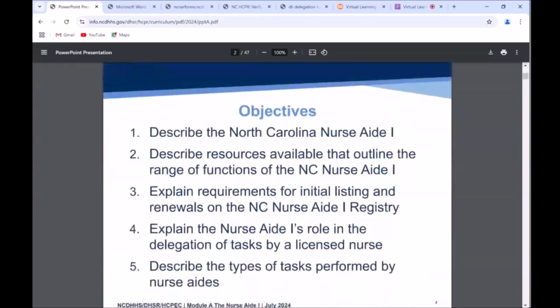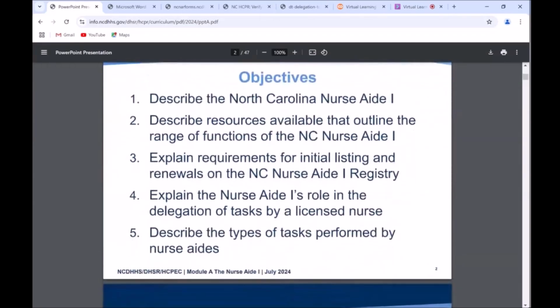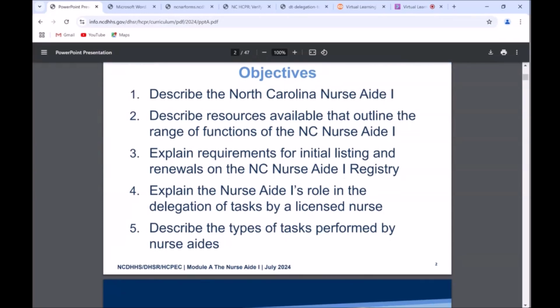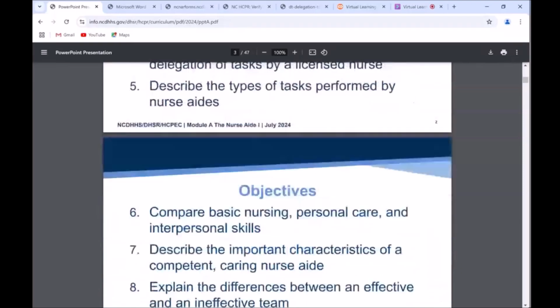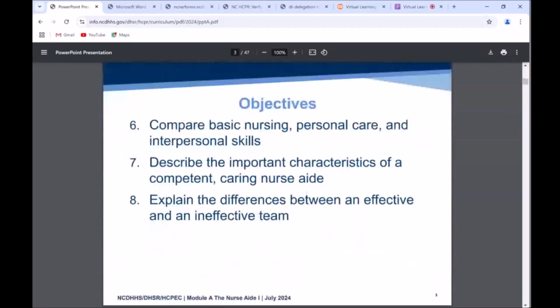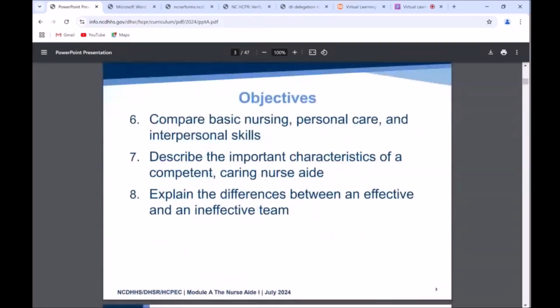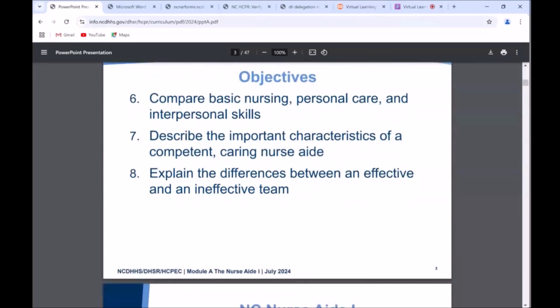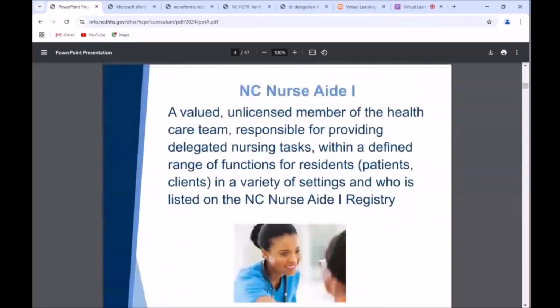All right, your objectives for this module are to describe the nurse aide in North Carolina. We're going to talk about resources available to the nurse aide, requirements for being listed on the Nurse Aide 1 registry and the renewal process, the Nurse Aide 1's role in delegation of tasks by a licensed nurse, and types of tasks you can perform as a nurse aide. We will compare basic nursing skills, personal care skills, and interpersonal skills. We'll talk about important characteristics of a competent, caring nurse aide and the difference between an effective and an ineffective team.